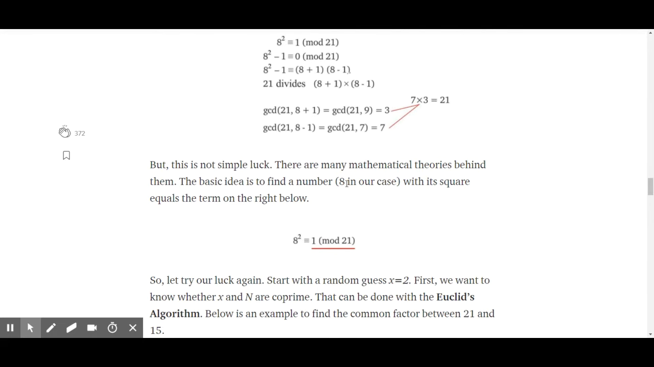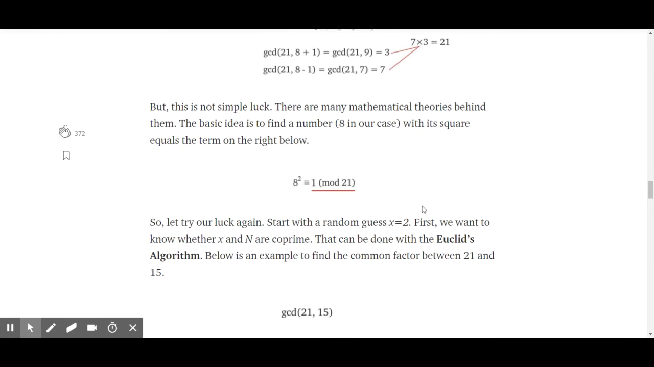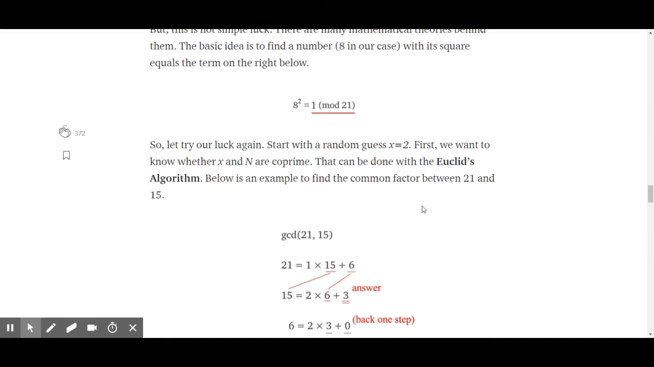Basically, it's to find a number, 8 in our case. So you've got to find that 8. And maybe that's the x, right? With its square equal to the term on the right below. So let's try our luck again.